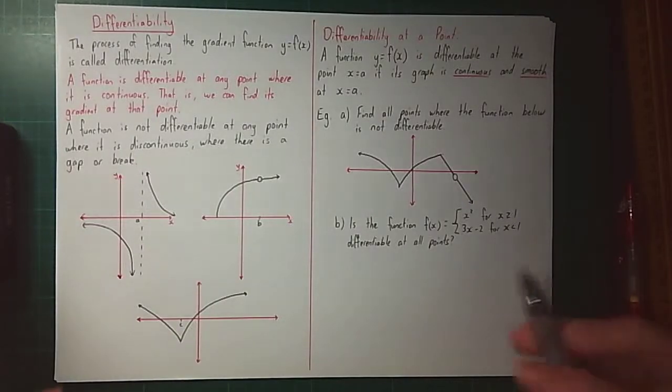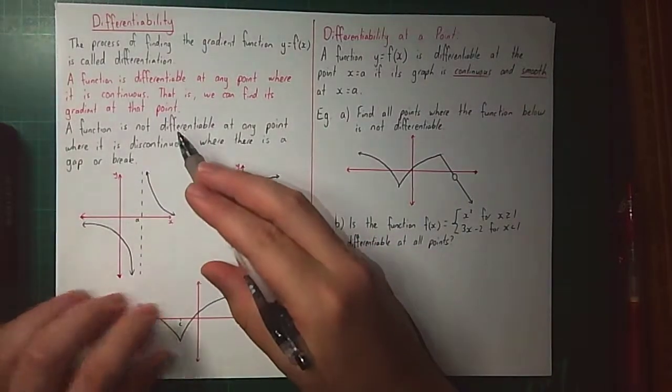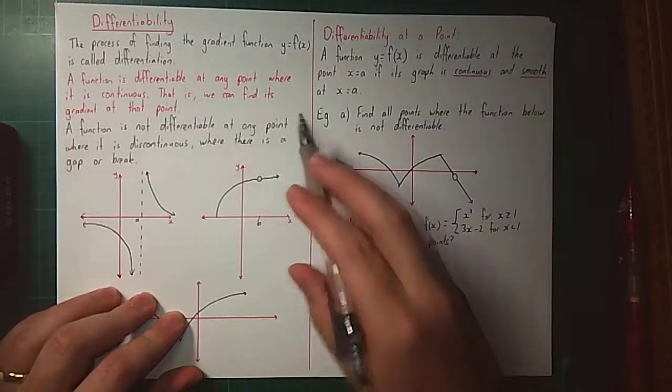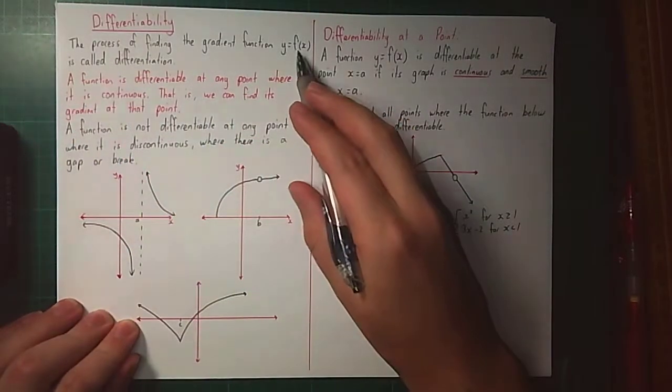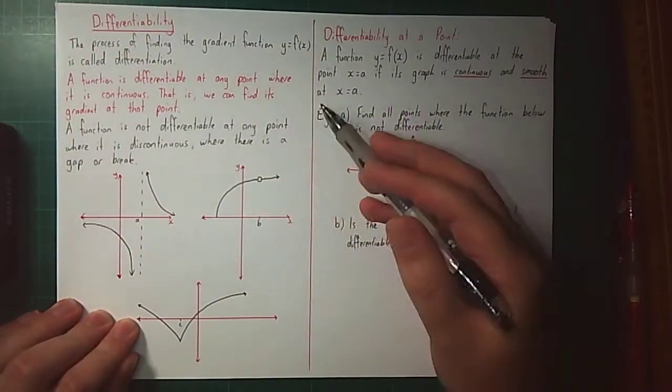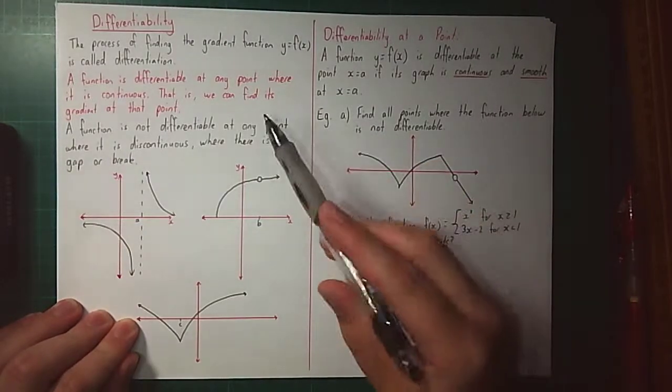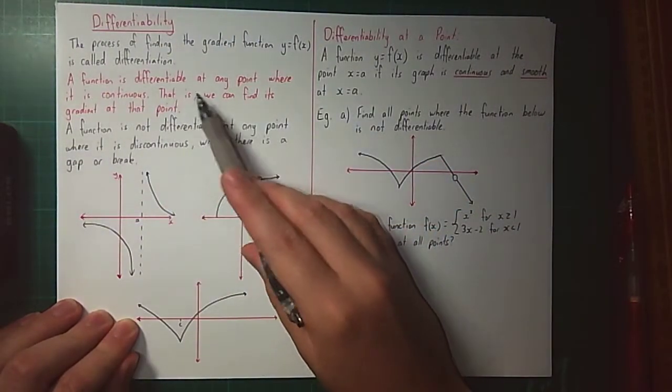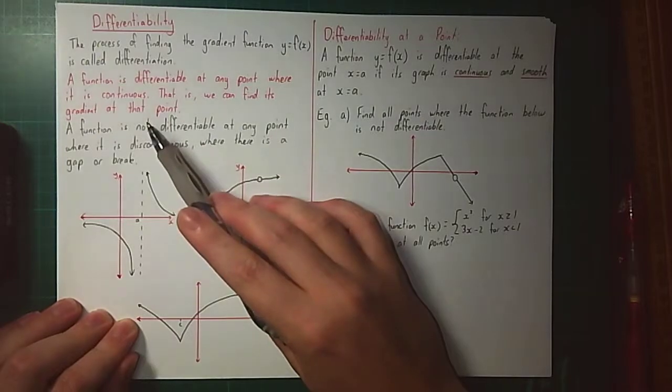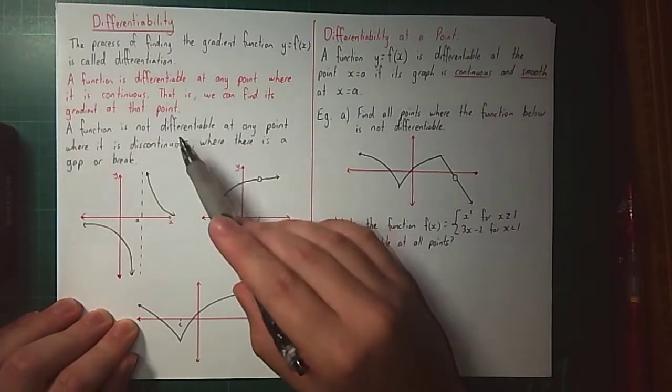In this video, we're going to be talking about differentiability. Now, this is the process of finding the gradient function, y equals f dash x, and that's called differentiation. Okay, but a function is only differentiable at any point where it is continuous. That is, we can find its gradient at that point.